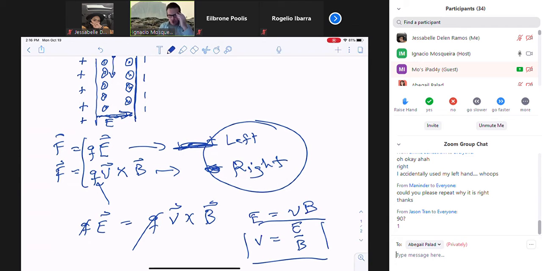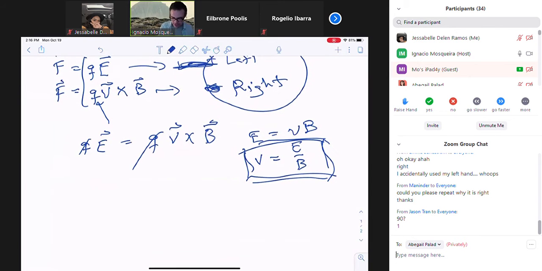Okay, so you're selecting particles that have this velocity. The particles that have exactly that velocity can make it through the instrument. Why is this useful?